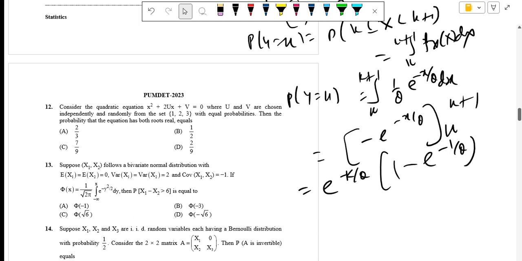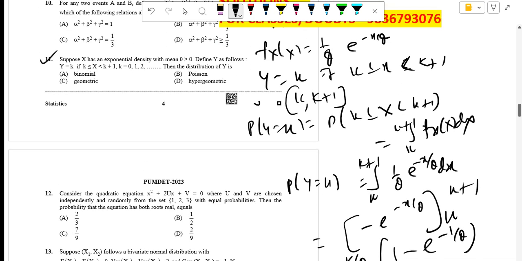The probability mass function of a geometric distribution with respect to this parameter is this. So comparing, we can see that this is a geometric structure. So the answer is option C.